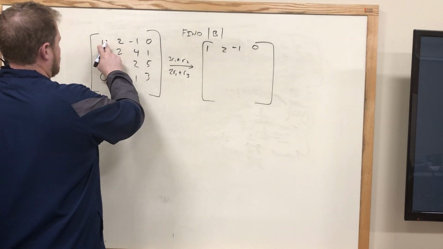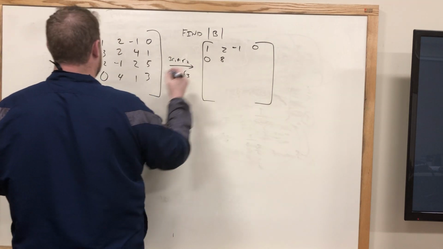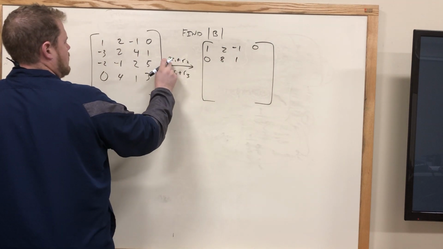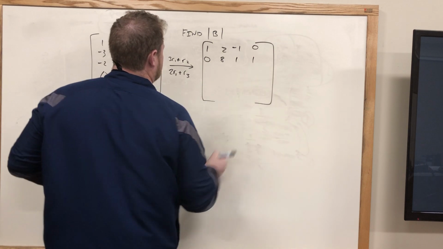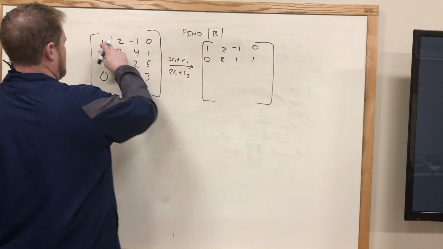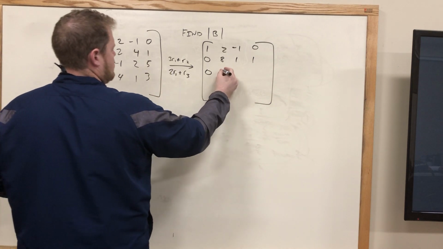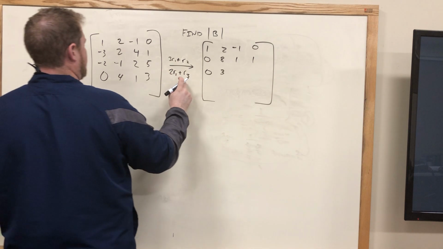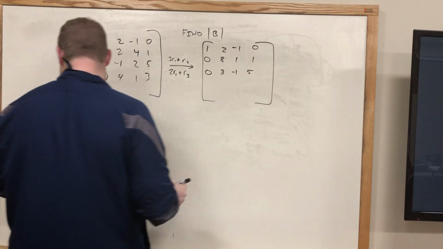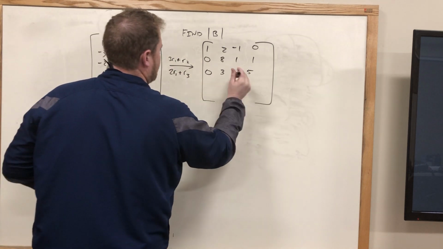So 3R1, so 3 times 1, gives me 0. 6 plus 2 is 8. Negative 3, positive 1. 0, 1. So far, so good. Then the next one, 2R1. So 2, 2, 0, 4. So 3, negative 3, gives you negative 1, 0, 5. Did I make a mistake here? Oh, sorry, I'm sorry. 2 times 1 is, this is 0, my fault, 0.